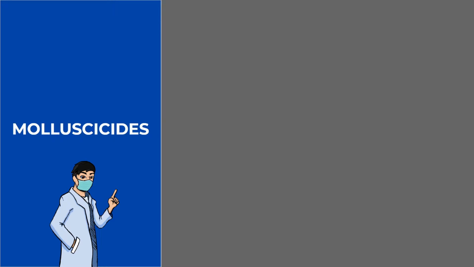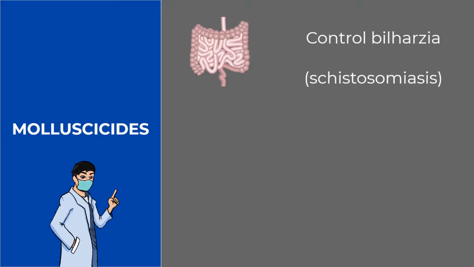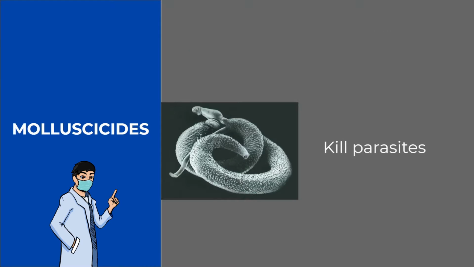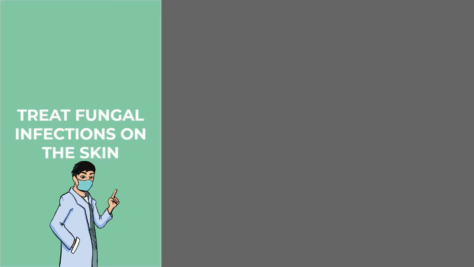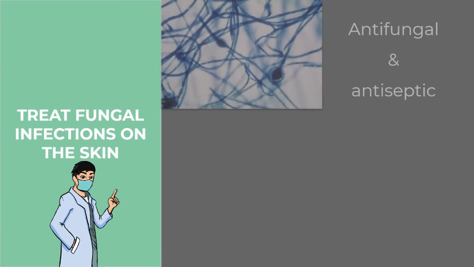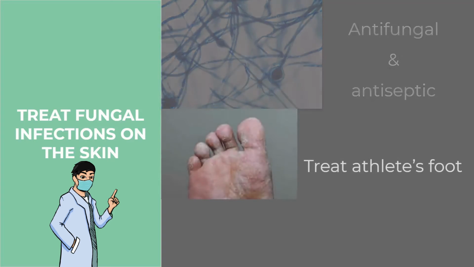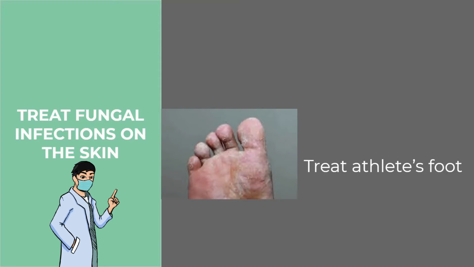Next, it is used as a molluscicide, as it can help control bilharzia, which is a parasitic infection in the intestines. By applying copper 2 sulfate into water, we can easily kill the parasite responsible for the disease. Furthermore, it can help treat fungal infections on the skin. One of the characteristics of copper 2 sulfate is that it is antifungal and antiseptic. Therefore, it can help treat diseases like athlete's foot.